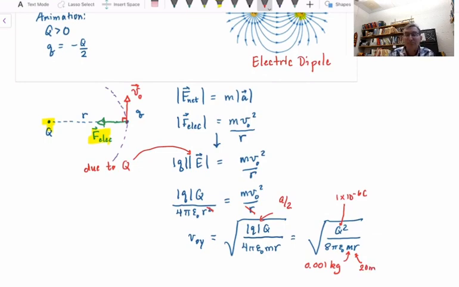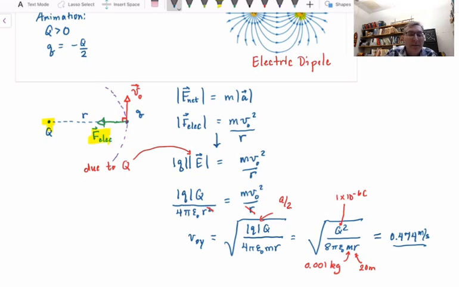So for the r, 20 meters. When I plug all those numbers into my calculator and take the square root, I can find what the v initial y has to be. And it has to be just a little bit slower than it was originally. Before it was 0.5 meters per second. Well, it needs to be 0.474 if you're going to have uniform circular motion.